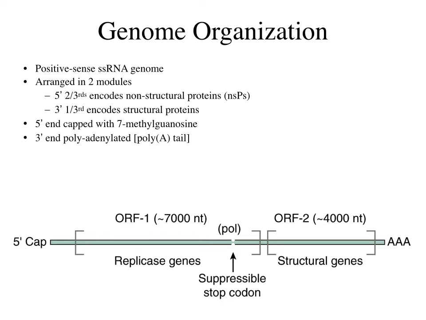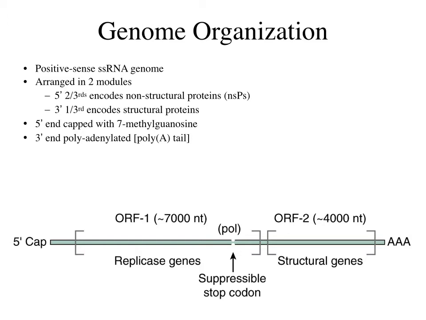When we look at the genome organization, remember it's a positive-sense, single-stranded RNA genome. It's arranged in 2 modules. The 5' proximal 2/3 codes for non-structural proteins that are required for replication and transcription of RNA. Remember that because the virus has to make RNA from RNA, it's going to need to code for its own viral enzymes to do that, because the eukaryotic cell is not going to have those kinds of enzymes for it to use.